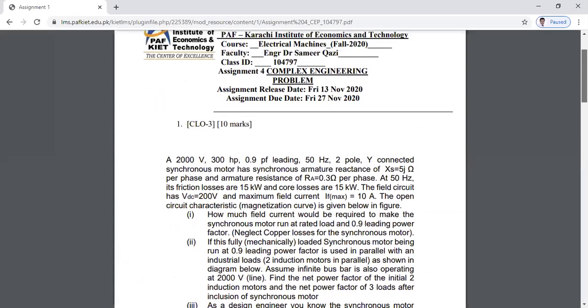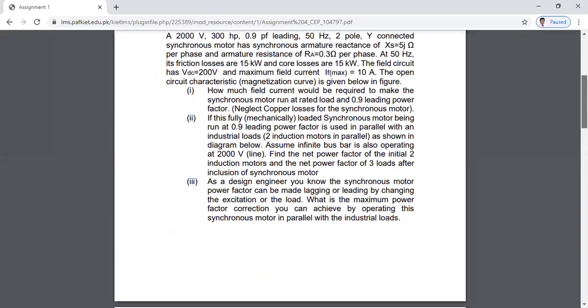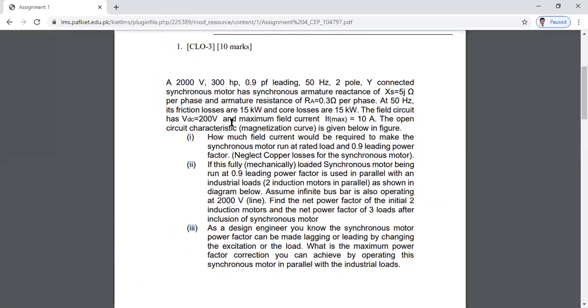Okay, so in this complex engineering problem that I've released today, it is due on 27th November, Friday. It is again from CLO3. So you have a 2000 volt, 300 horsepower, 0.9 power factor leading, 50 hertz, two pole, Y connected synchronous motor. And it has a synchronous armature reactance of 5j ohms per phase and armature resistance of 0.3 ohms per phase. Friction losses are 15 kilowatts and core losses are also 15 kilowatts. The field circuit has a DC voltage supply of 200 volts and the maximum field current is 10 amperes. The open circuit characteristic is given below in the figure.